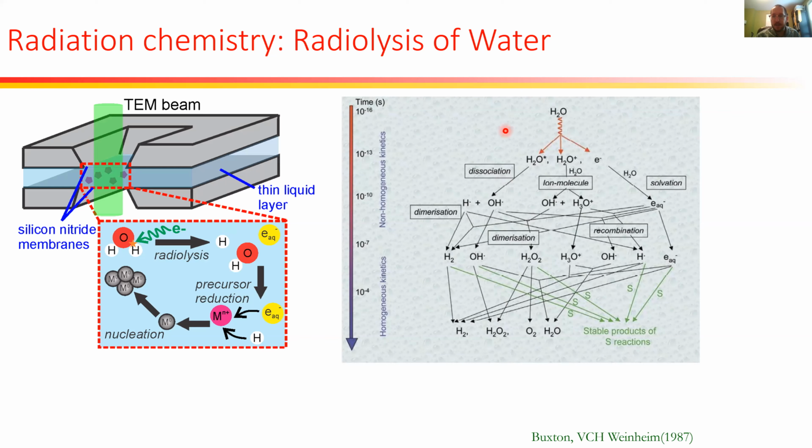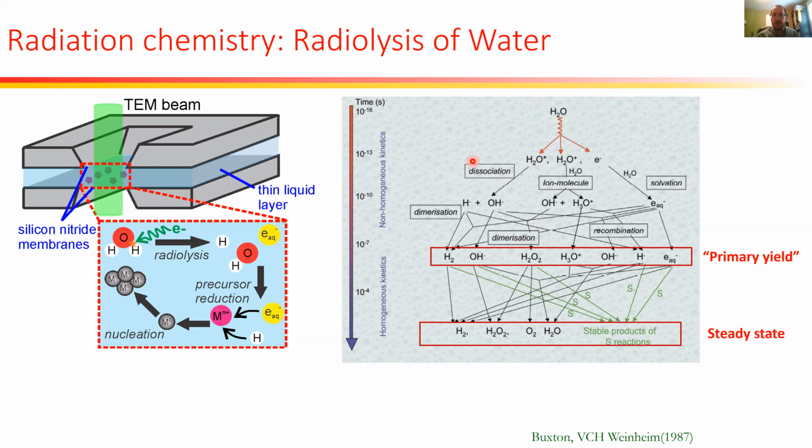And you can see this process is very complicated here on the right. I'm not going to go over all of it. I put this here basically to show that we get a number of species forming in solution, ranging from molecular species like hydrogen and hydrogen peroxide, to ions, as well as radicals like hydrogen radicals and aqueous electrons.